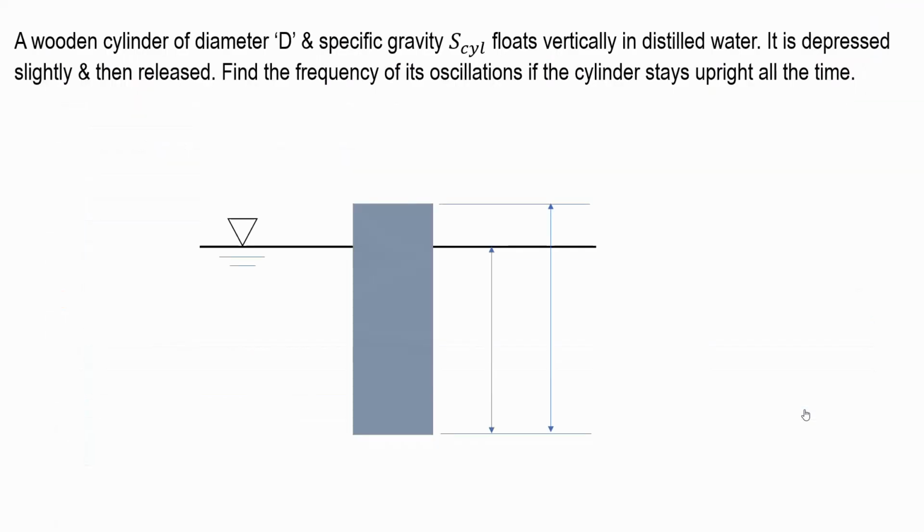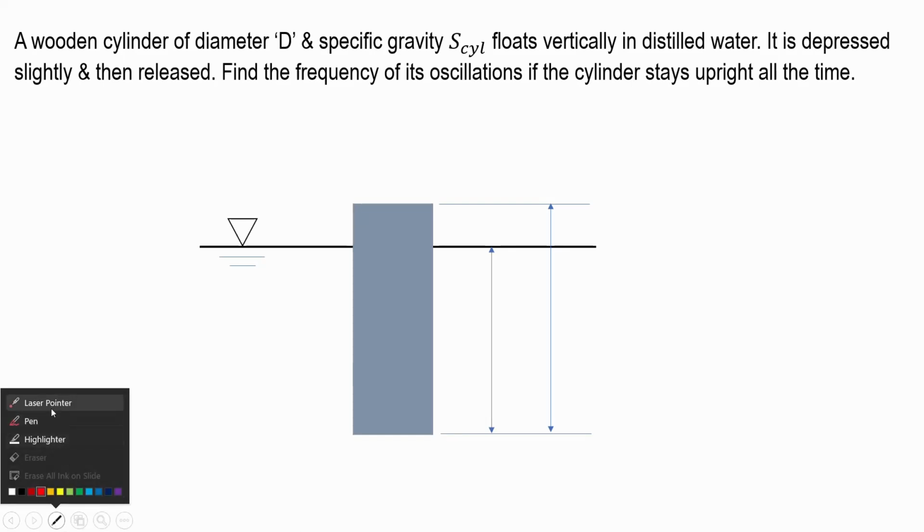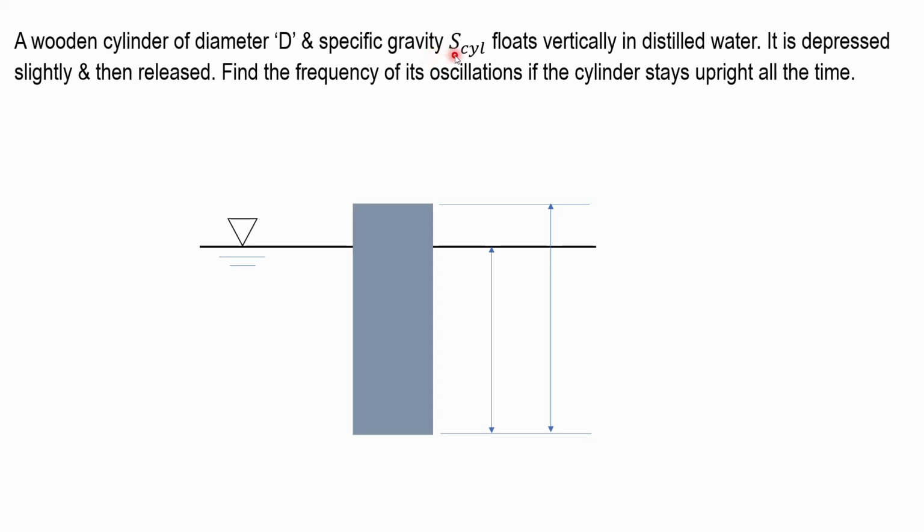Now, suppose we are having another example in which a wooden cylinder of diameter d and specific gravity S cylinder floats vertically in distilled water. The water level shown is that of the distilled water, and this is the wooden cylinder and its diameter is capital D. It is depressed slightly, pressed slightly inside the water and then released so that it will start making some oscillations.